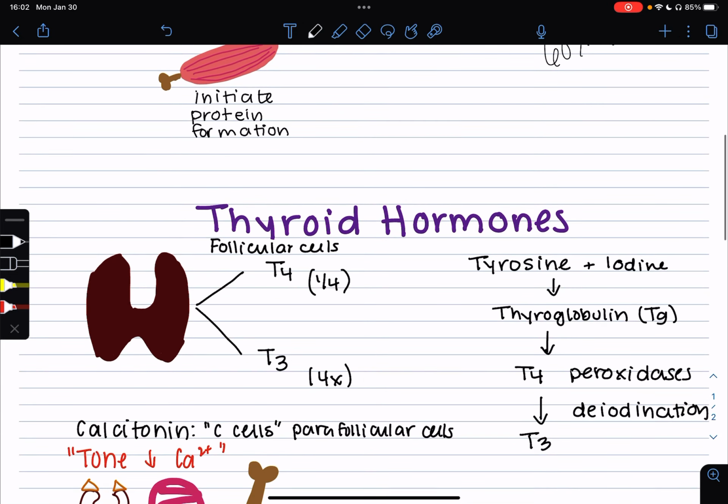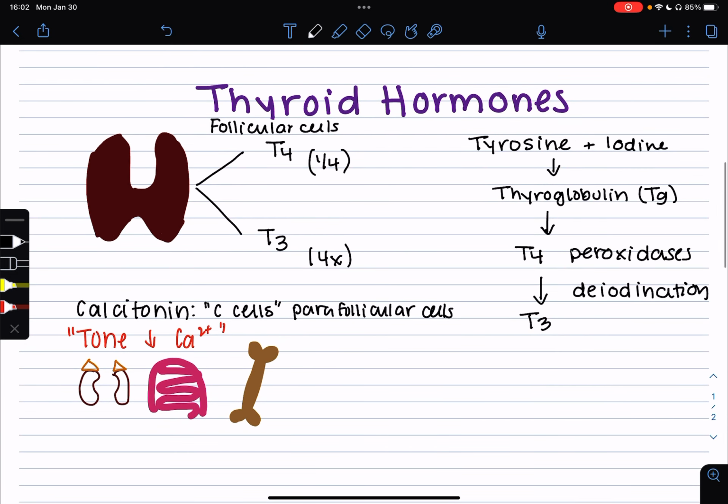All right, so now we're going to talk about the thyroid hormones themselves. So structurally, the follicular cells are going to be what secrete T4 and T3, and the perifollicular cells will be secreting calcitonin. Let's talk about the follicular cells first. So the thyroid gland is going to secrete T4 about 80%, and then the remaining 20% will be T3.